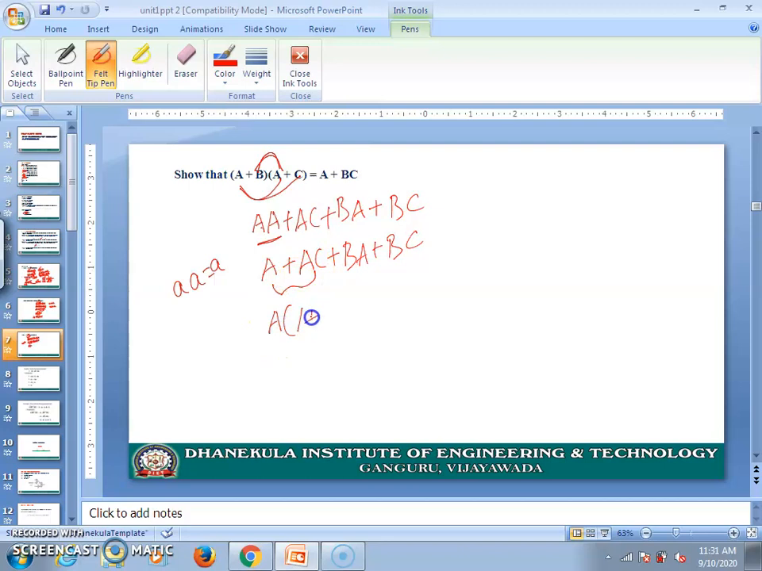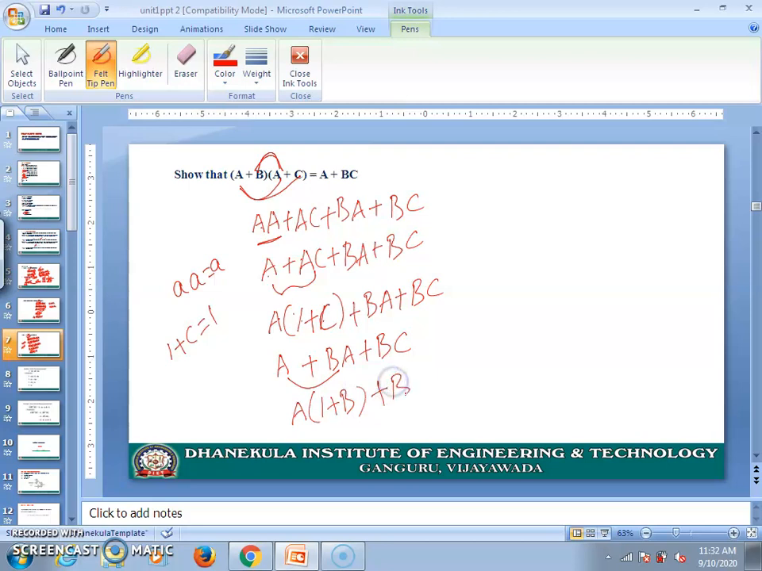If I take A as common, 1 plus C. I am taking A common, this is 1 plus C, plus BA plus BC. So from our laws, I know that 1 plus C is equal to 1. That means in place of 1 plus C, I am writing 1. A into 1 means A, plus BA plus BC. If you observe again these two terms, A is the common term. Here I am taking A as common. 1 plus B, plus BC.